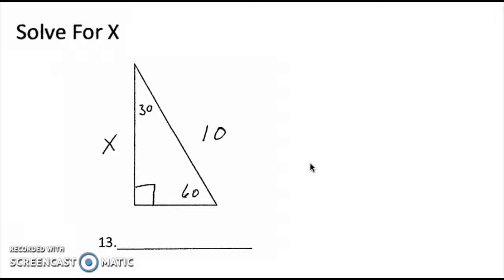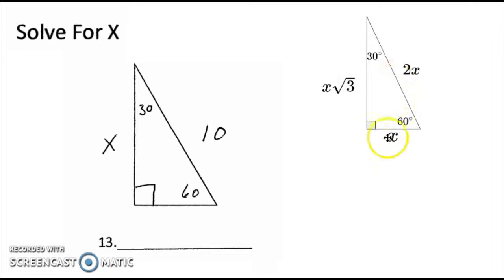Number 13, 30-60-90 triangle. That rule is the smallest side is across from the smallest angle, the next smallest side is across from the next smallest angle, and the largest side, the hypotenuse, is across from the largest angle. Now, if we have the smallest side being x, the hypotenuse is double that. And the next smallest side, across from the 60, is radical 3 times the smallest side.